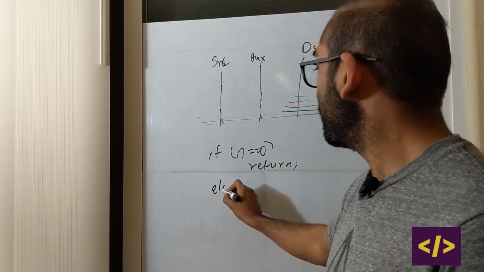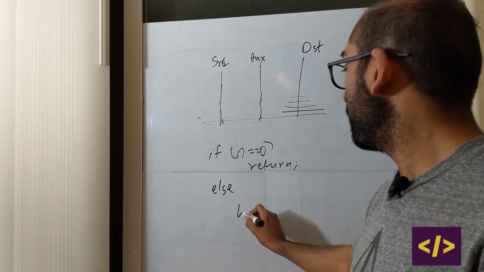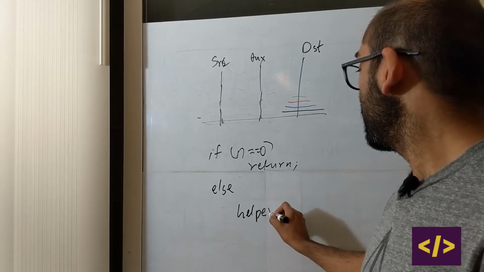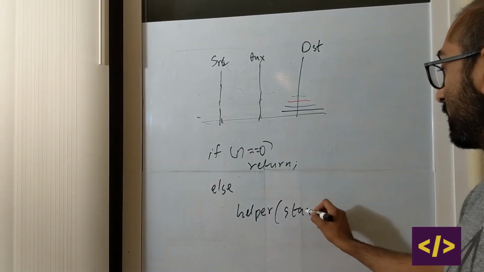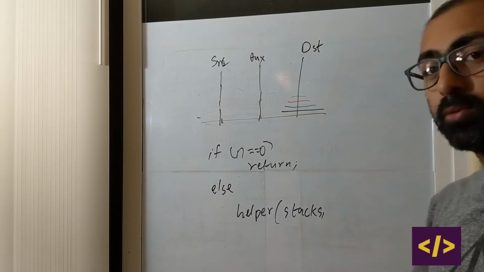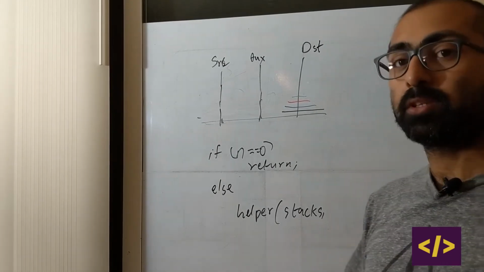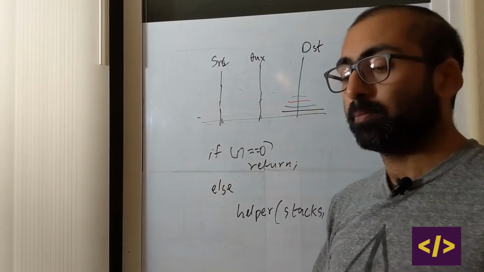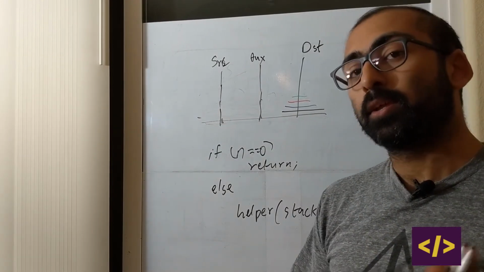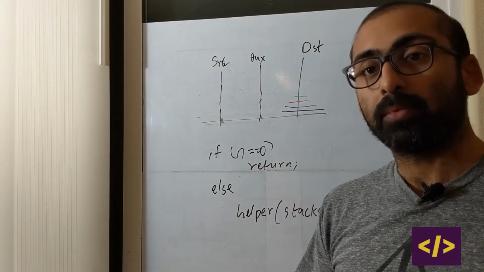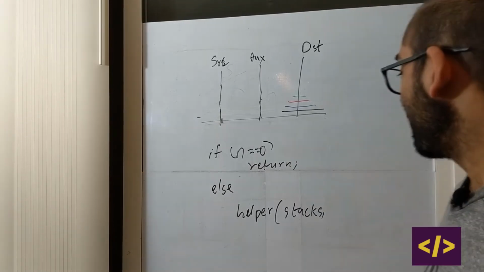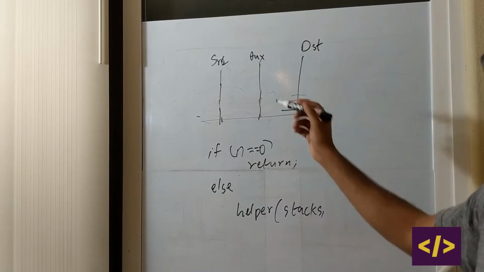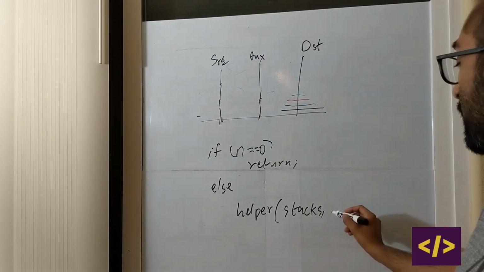Else what are we going to do? We're going to call our helper function, and we're going to pass some things. One would be the stacks. Now I'm not going to go into the implementation. I'm going to put up the source code. It's actually from API and it works beautifully. You can try that out. So all of the stacks, the source stack, the auxiliary stack, and the destination stack.